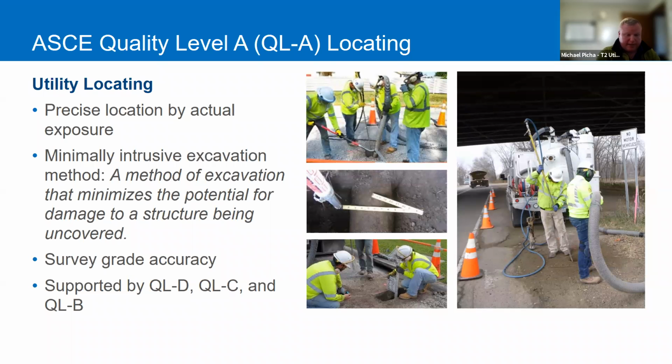Typically, once the design gets to about 30%, we start identifying conflict areas within the corridor. We can go out there and identify the exact XYZ location of these utilities to determine whether they're actually going to be in conflict, or if they can get moved. Sometimes we do it for verifying size because records are not all that great. This is done to survey grade accuracy, and again is supported by the quality level D, C, and B information.